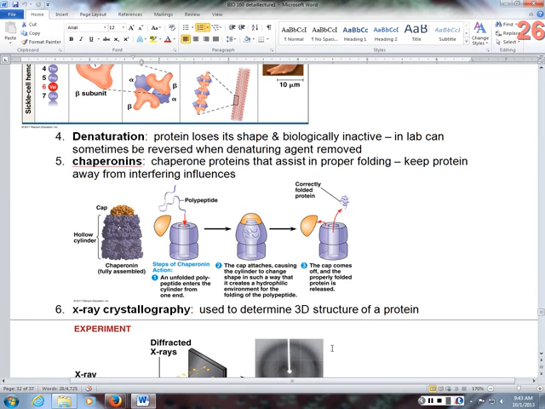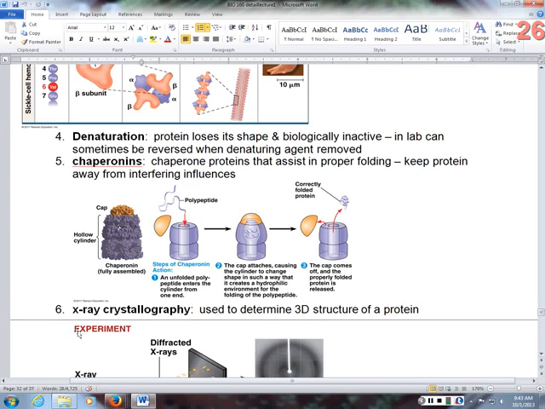The chaperonins are these chaperone proteins. These are going to help the protein get folded correctly, and it also helps keep it away from interfering influences so that it doesn't unfold as easily. So if you have the same sequence of amino acids, it always folds exactly the same every single time.